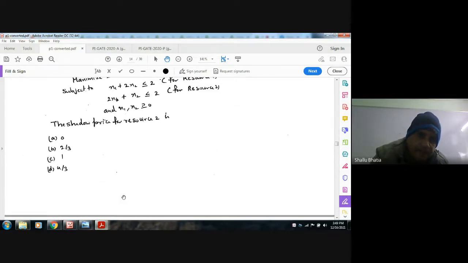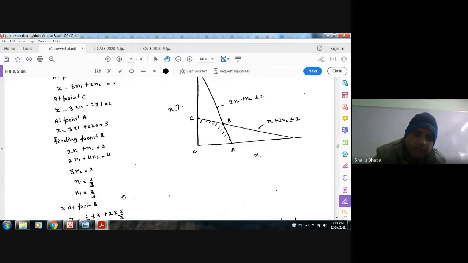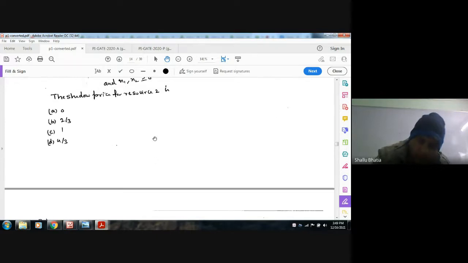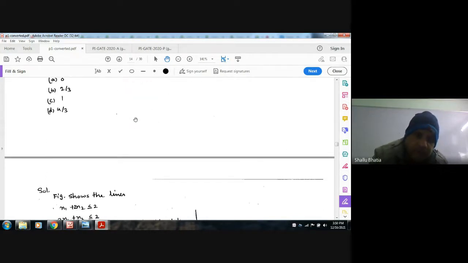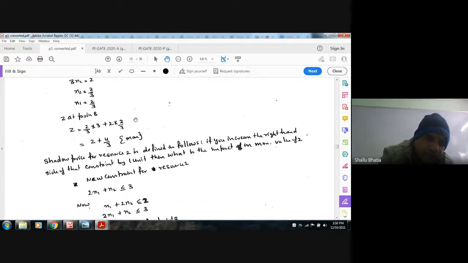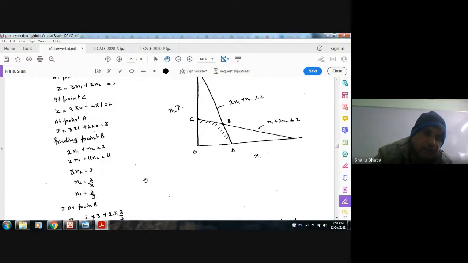Now the shadow price. What is shadow price? It has been asked for the shadow price for resource 2. The resource 2 is this. The shadow price is defined as follows: if we increase the constraint of the resource for which the shadow price is asked by 1 unit, what is the effect on the maximum profit? That is the shadow price.